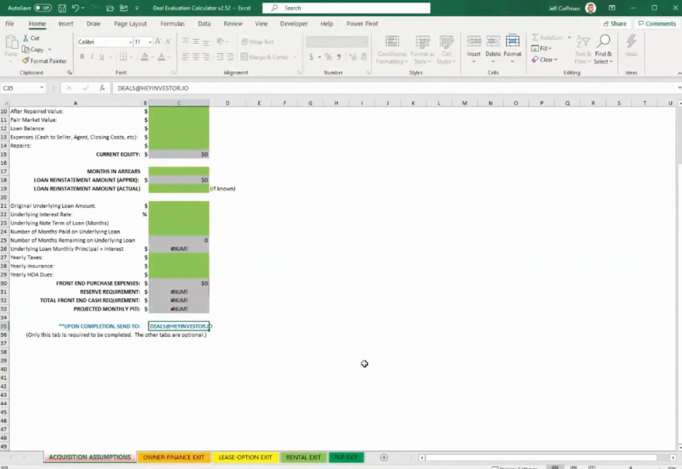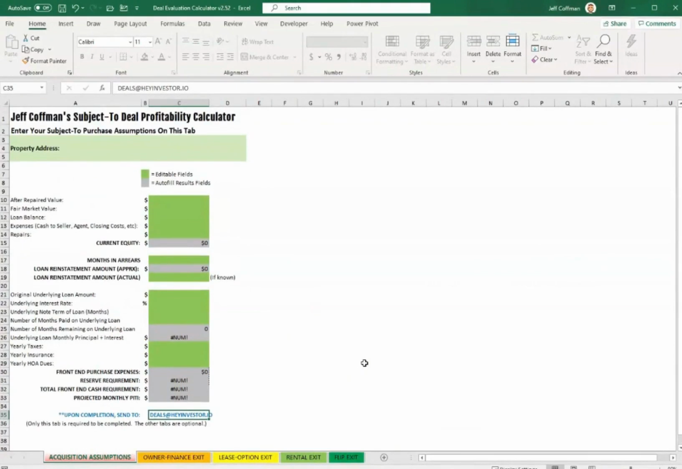Okay, so here we are inside the calculator, and I've renamed this calculator the deal evaluation calculator versus the profitability calculator, because what it does is it takes the place of a financial calculator. And this is subject-to specific, so bear that in mind. This is not going to be one of your cash offer types of calculators. This is specific to subject-to deals.